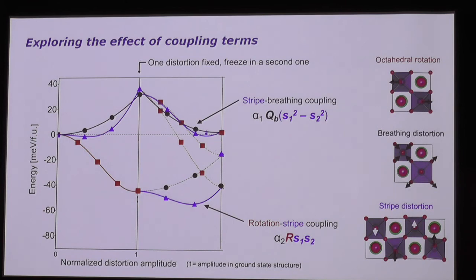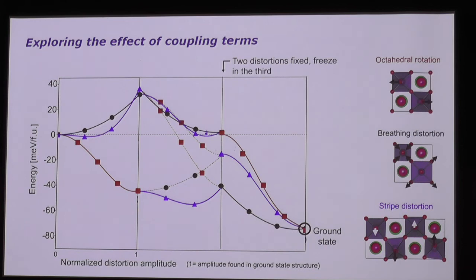And finally, we can keep going with this. Over here on this final panel, we perform calculations where two distortions are fixed, and we freeze in the final one. This brings us to the ground state energy. So the key thing is we can notice that these coupling terms between the distortions play a very important role in stabilizing the ground state. I'm not showing the polar distortion on this plot, but performing similar energy surface calculations with the polar distortion, we find that it is induced via these coupling terms by a hybrid improper-like mechanism. A reason to be interested in these coupling terms also is that these distortions couple to the electronic and magnetic degrees of freedom, so these can give us some interesting insights into those states as well.